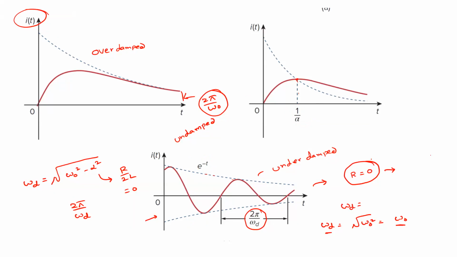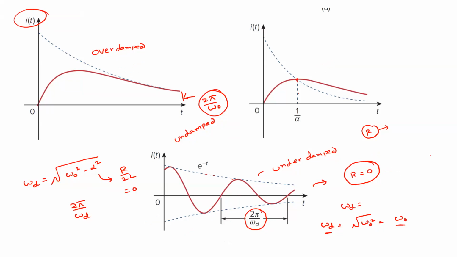But practically, you will not get this condition. Practically, there is always some finite resistance associated with the inductor or capacitor. So in most cases the response may be like this, or like this, or like this, depending on the damping ratio zeta.